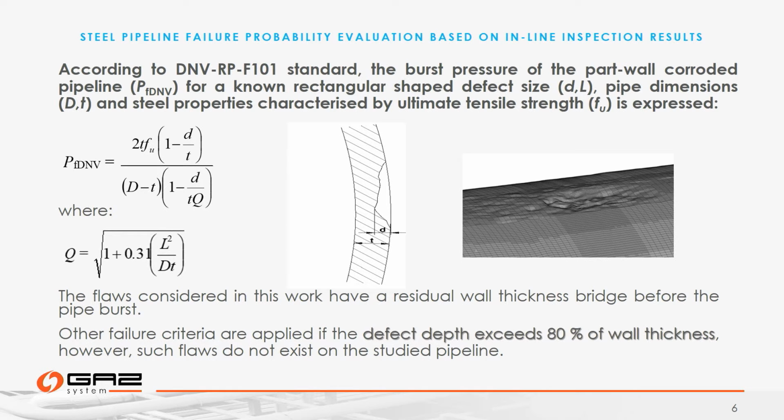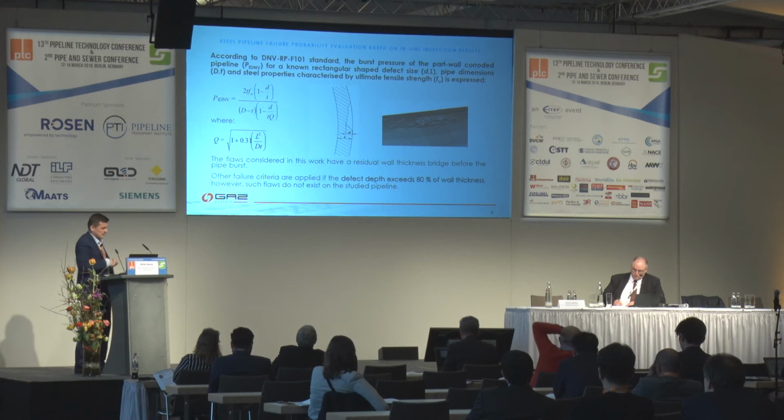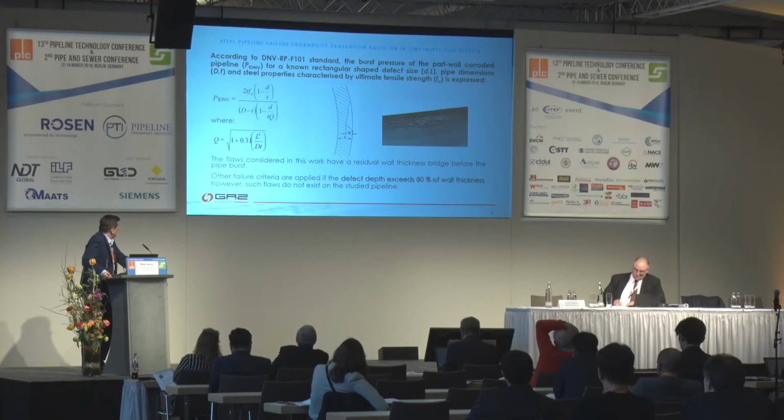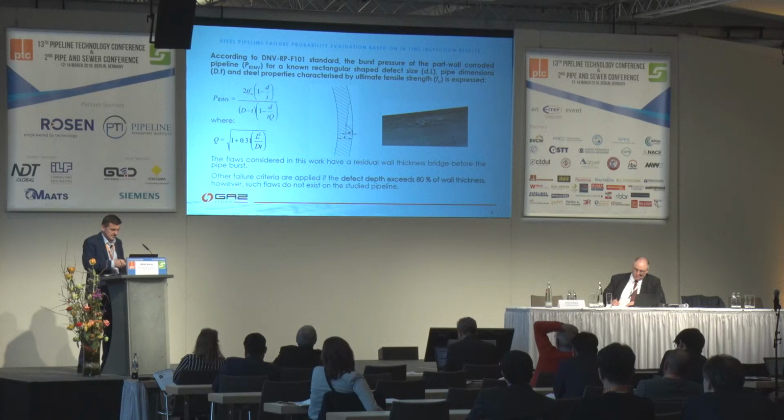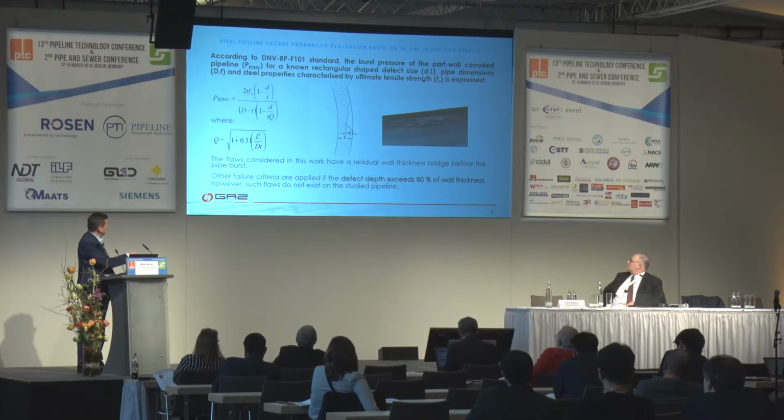The flaws, as we can derive from the inline inspection data, have a residual wall thickness. Also, there were only part-wall defects, and we don't apply the criteria for defect depth exceeding 80% of wall thickness. Here is the visualization of the typical shallow corrosion, which is typical for this investigated pipeline.